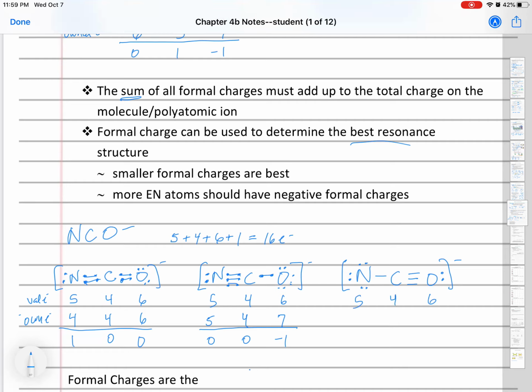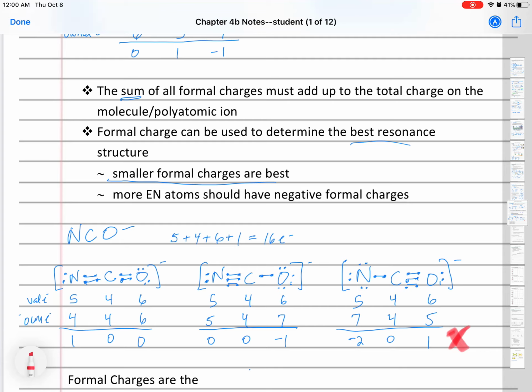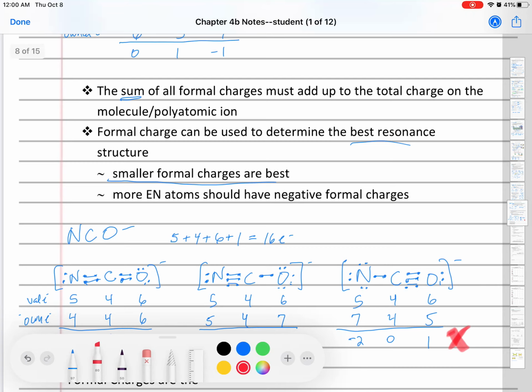And then lastly, this one here, we'll set up the valence electrons. This nitrogen has 6, 7 owned electrons. The carbon has 1, 2, 3, 4. And the oxygen has 2, 3, 4, 5. So those charges here would be -2, 0, and +1. Okay, so we have 3 different options here. The rule with formal charges is that the smaller formal charges are best. So we've got 1, 0, 0; 0, 0, -1; and -2, 0, 1. So that last one, we can pretty much rule that one out. That's not going to be our best structure. It has larger formal charges, all right? But the other two are pretty equivalent, so how are we going to choose between them?